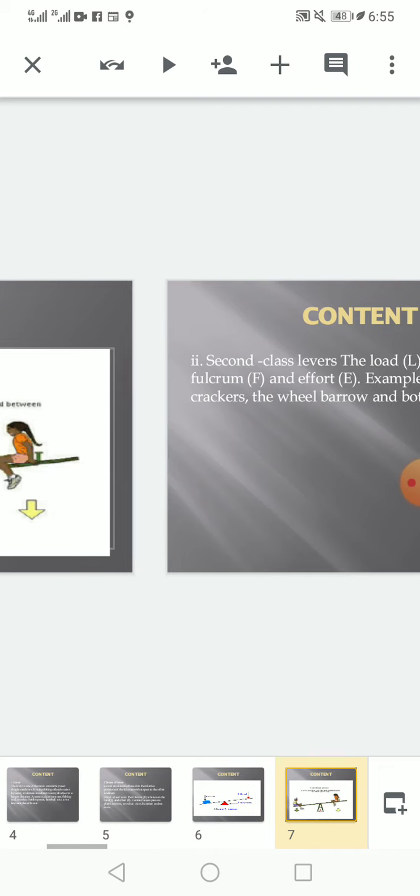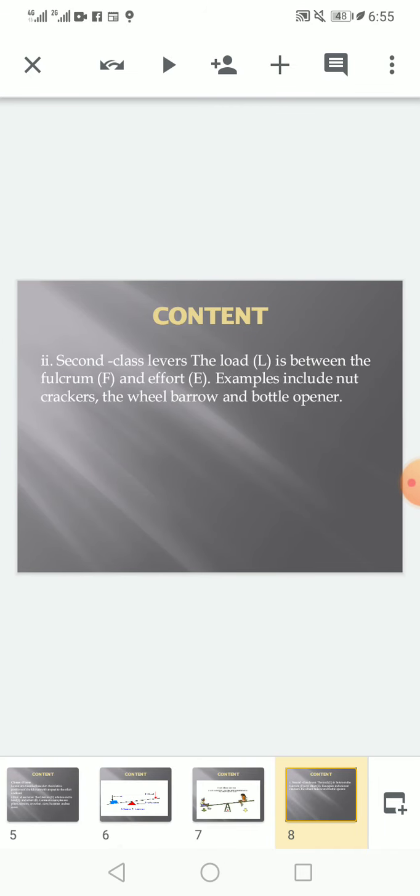We also have a second class. A second class lever is a situation where the load is between the fulcrum and the effort. When the load is between the fulcrum and the effort, it is called a second class lever. Examples include your nutcrackers, your wheelbarrow, and bottle opener. They are all examples of second class lever.